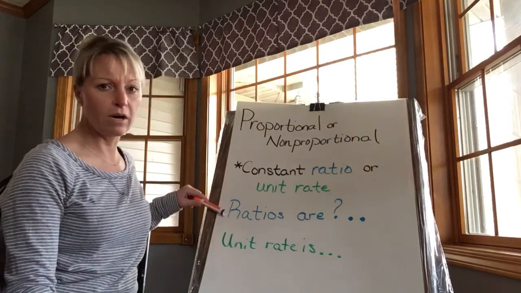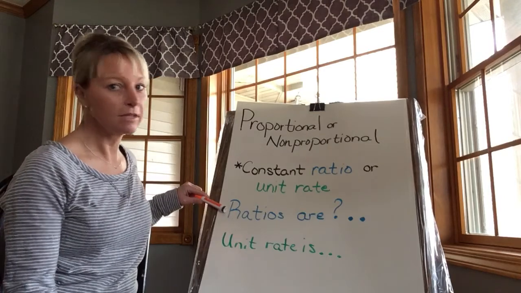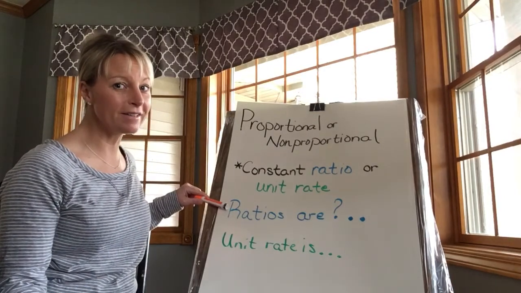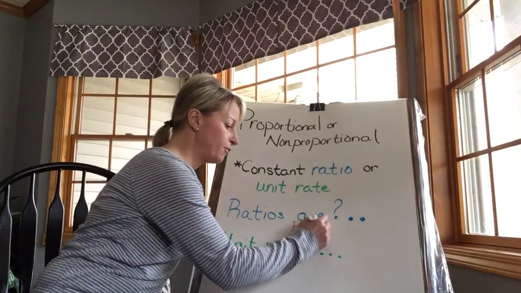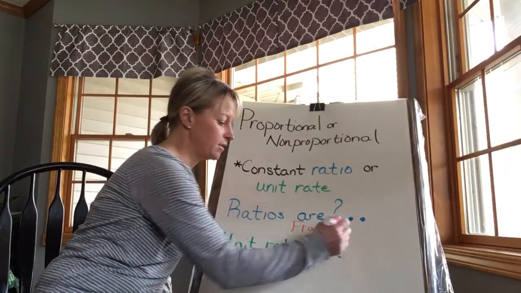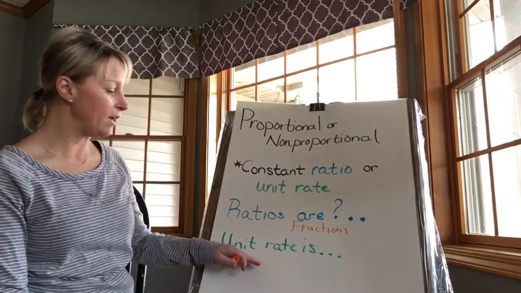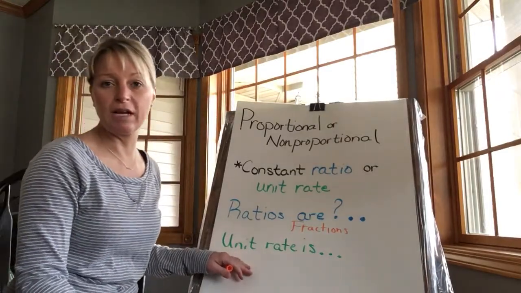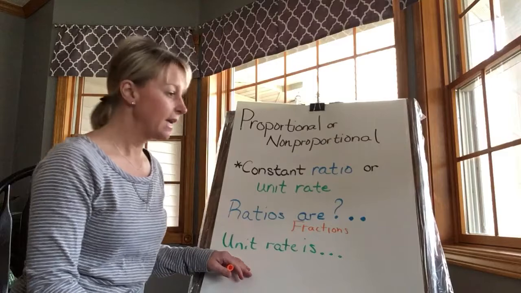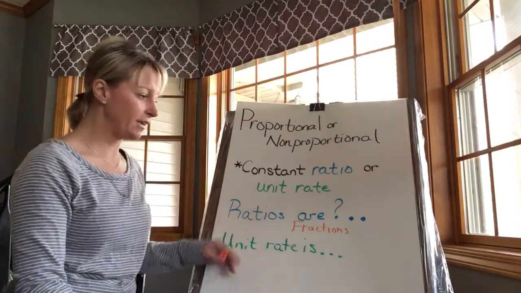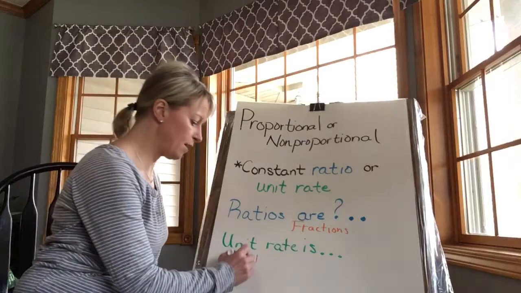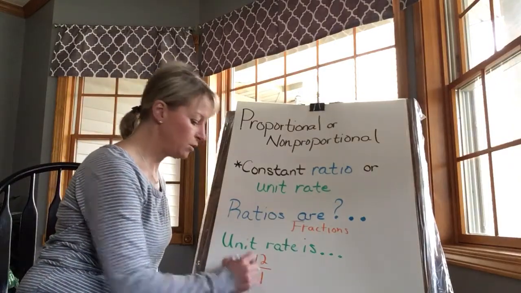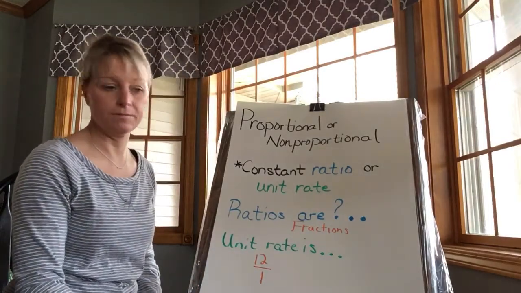So what are ratios? Give me an answer. Try to think about it. They are fractions. Yes, ratios are fractions. And now let's talk about a unit rate. What is a unit rate? A unit rate is a fraction that has a denominator of 1. So for example, 12 to 1 is a unit rate.